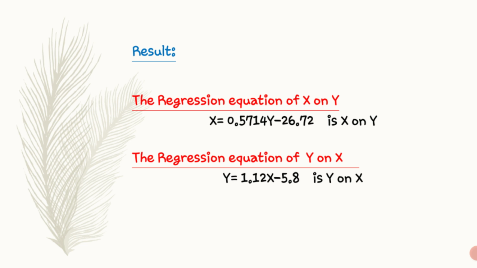The result is: the regression equation of x on y is x equals 0.5714y plus 26.72, and the regression equation of y on x is y equals 1.12x minus 5.8. These are the required equations of x on y and y on x.